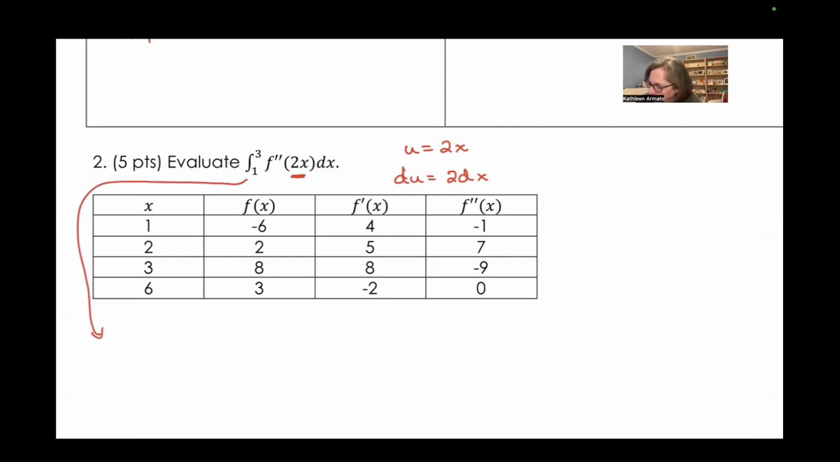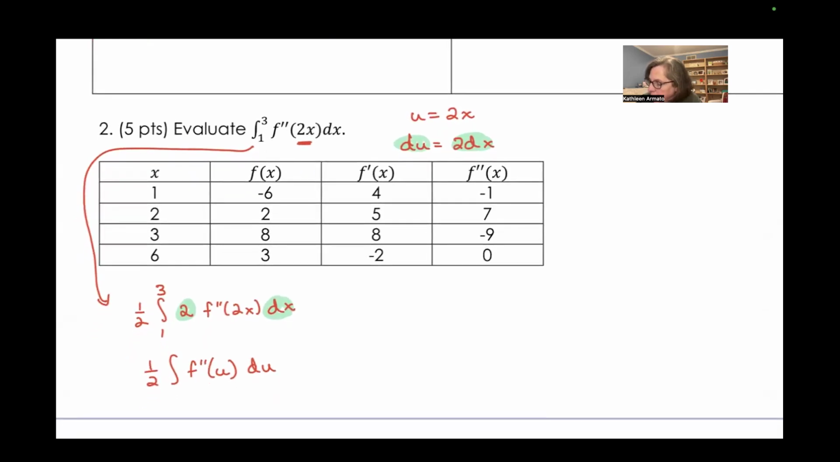Let's put it down here. So it's from 1 to 3. I need a 2, so I have to have a 1/2 to offset that. 1/2 times the integral of f double prime of 2x dx. All right, so the 2 dx becomes du. So 1/2 du, and the 2x, right up here, 2x is u, so I can replace the 2x with u.